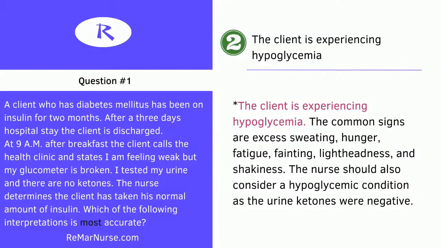And so we went over this when we talked about the endocrine review. The common signs of hypoglycemia are excess sweating, hunger, fatigue, fainting, lightheadedness, and shakiness. The nurse also should consider a hypoglycemic condition as the urine ketones were negative.